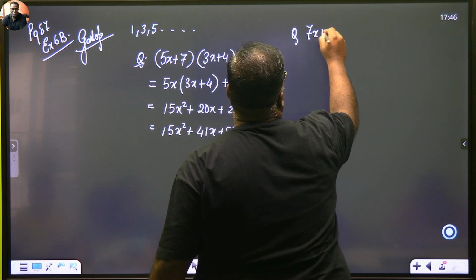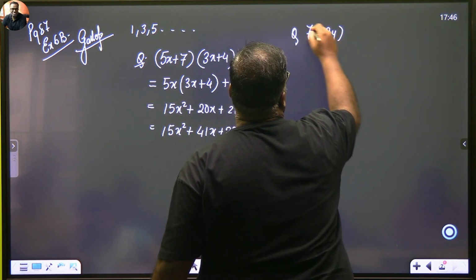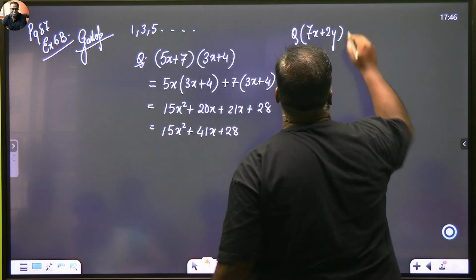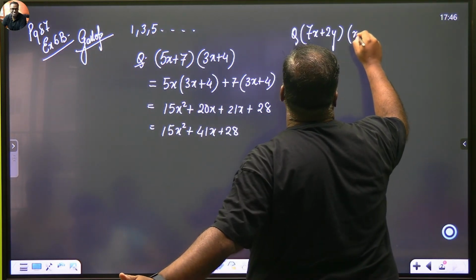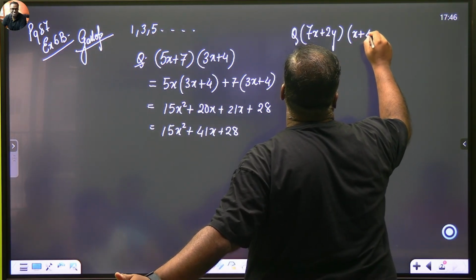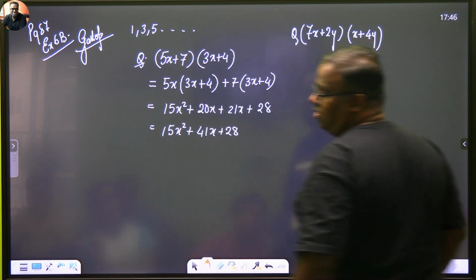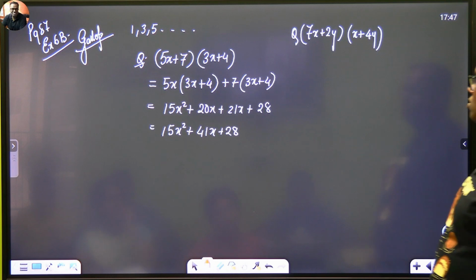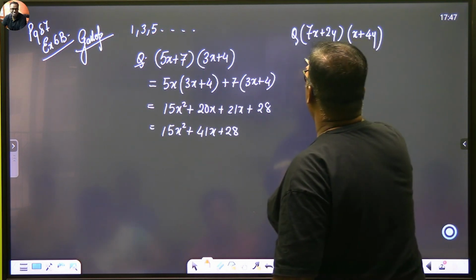7x plus 2y. First, always in algebra, once you write the question, check the question. Yes, tell me. x plus 4y. Have I written it correct? Charvik, see, I did not put any 'into' out here. So how do we start? We start with 7x raiding the bracket.